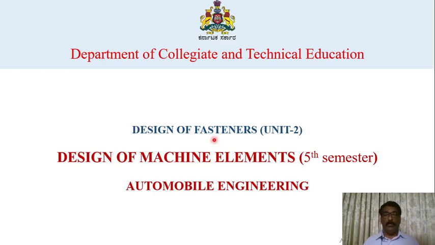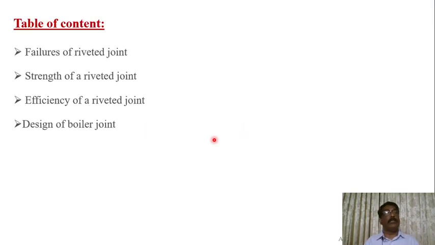Welcome all. The topic for today's session is failures of riveted joint from unit 2, that is design of fasteners. In this session, we are going to discuss failures of riveted joint, strength of a riveted joint, efficiency of a riveted joint, and design of boiler joint. The first topic, failures of a riveted joint, we are mainly going to discuss the various types of failures of a riveted joint whenever a riveted joint is subjected to various stresses.